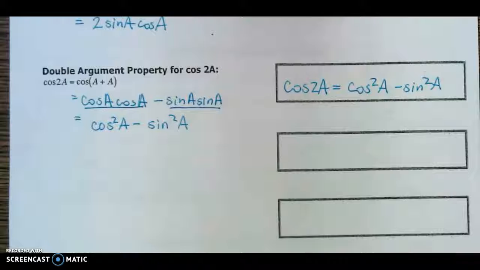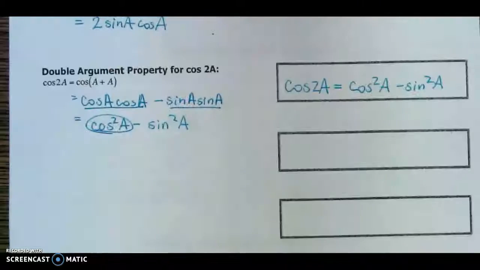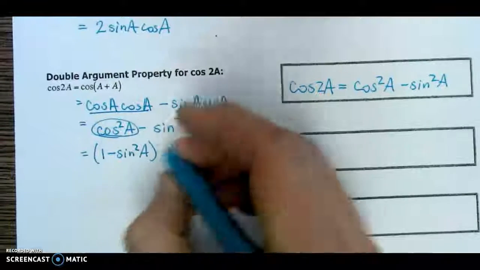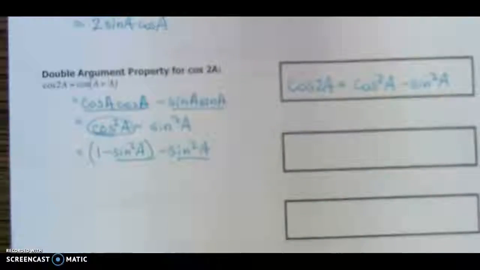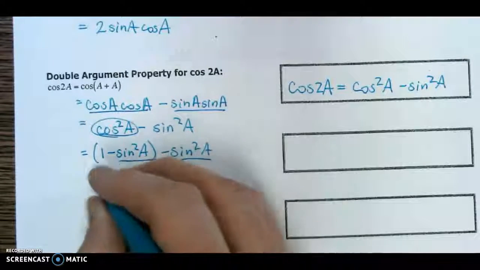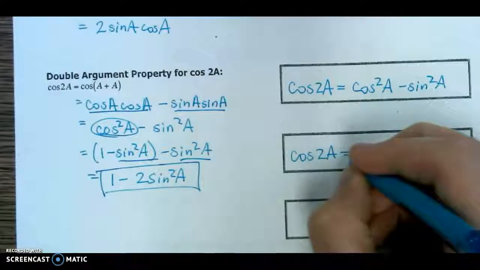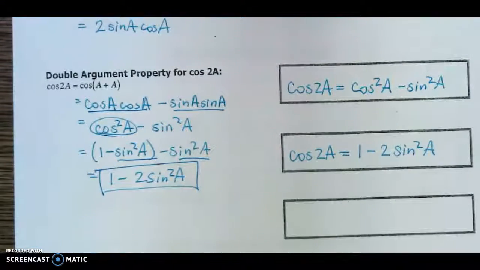Now we're going to take that and change it around. So what if we take cosine squared and plug in our Pythagorean property, and we make that 1 minus sine squared. Again, that's Pythagorean. Now I have like terms for my sine squared. So you put those together, and you get 1 minus 2 sine squared. So that is our next property. So cosine of double A could equal 1 minus 2 sine squared of single A.